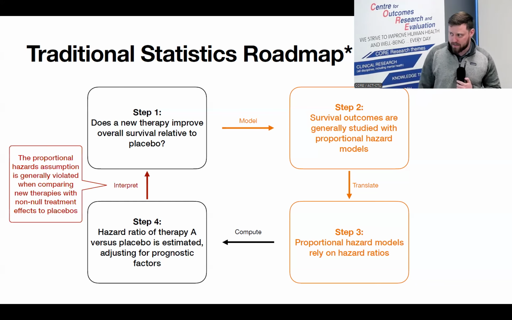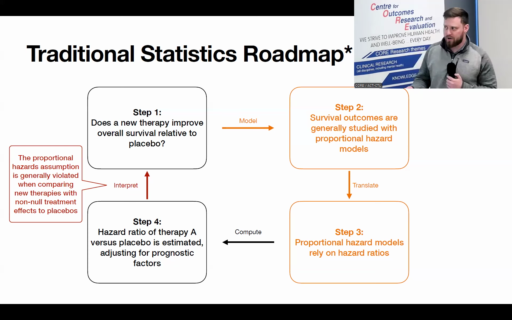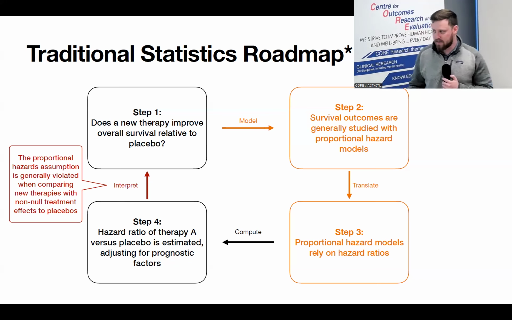An issue arises here when the proportional hazards assumption of the proportional hazards model is violated. And in fact, this is often a violated assumption when you're comparing a new therapy against a placebo, because the hazards are not proportional over time. And what that means is that it's quite hard to jump from step 4 into step 1 and actually make an interpretation.